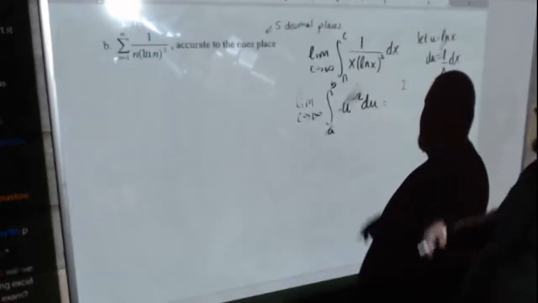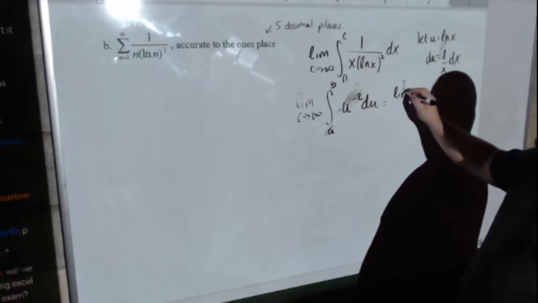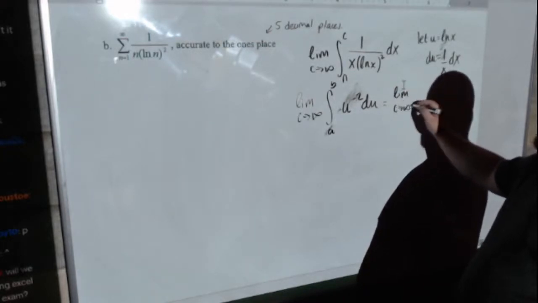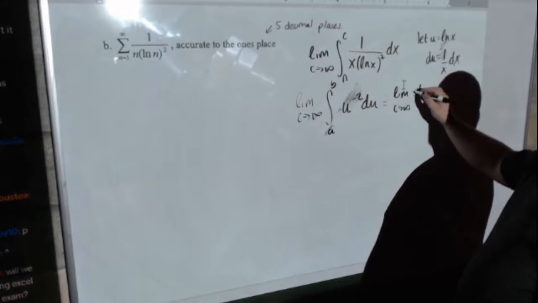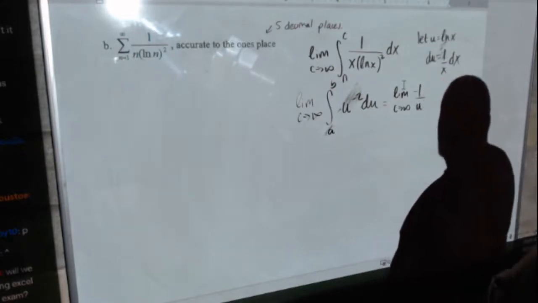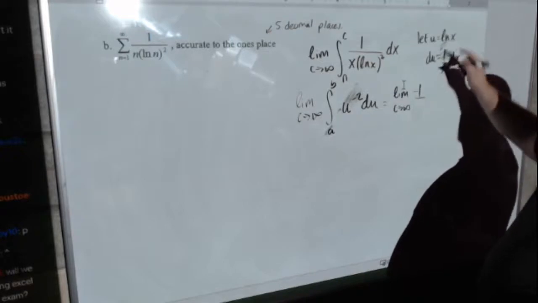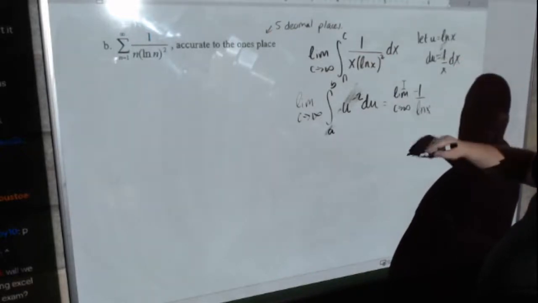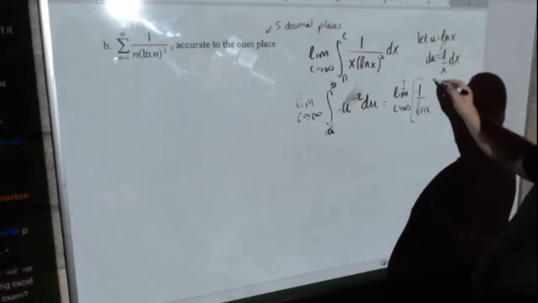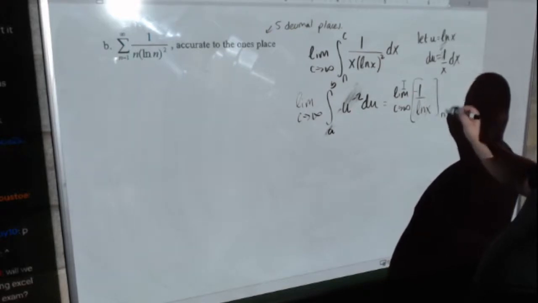You'd add 1 and divide by the number. So we get minus 1 over u out of that. Plug u in. It's natural log x. Evaluated from n to c.